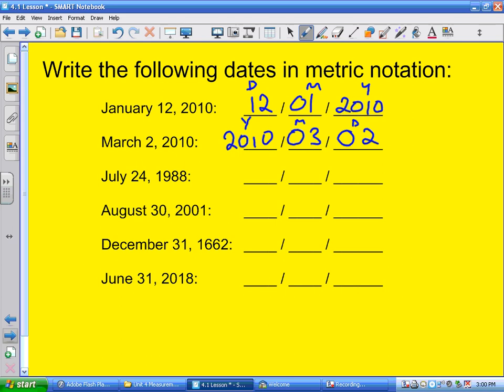The next one, July 24th, 1988, Tristan. Put 24, then 07, and then put 1988. That is correct. That's it. August 30th goes to Chase.